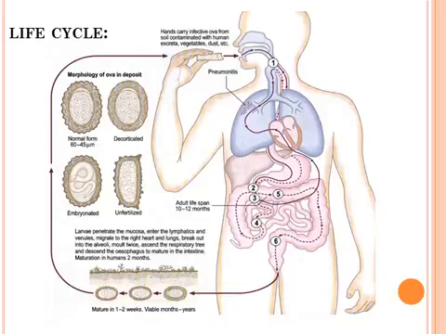After that, the female and male multiply sexually and produce fertilized ova, that means they contain a zygote. The fertilized ova pass out with the feces and spread in the environment. And within 2 weeks, the fertilized ova develop to embryonated ova, which are the infective stage.